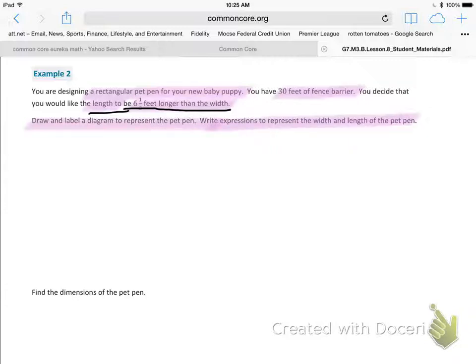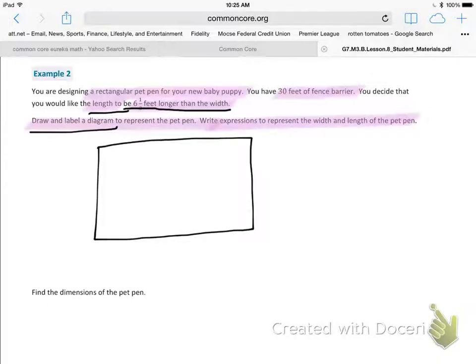So you're going to draw and label a diagram. Of course, what does that mean? That means you're going to draw your pet pen. I'm going to leave this up to you right now. You're going to go ahead and do the labeling, and you need to use some numbers that they have given you here. You're going to do the width equals an expression, then write an expression for the length of the pet pen. So go ahead and come back again, just label the pet pen diagram here, and write two expressions, one for the width and one for the length.